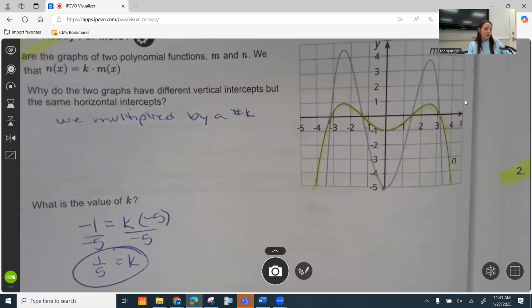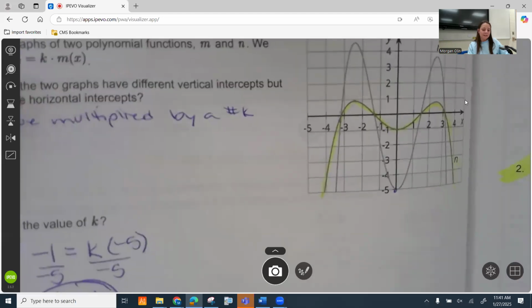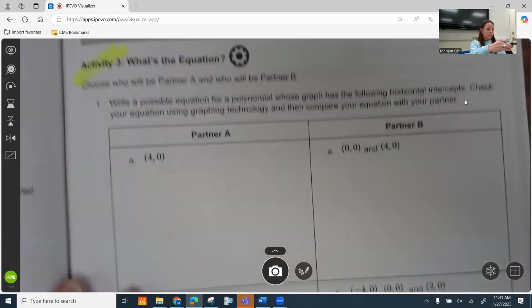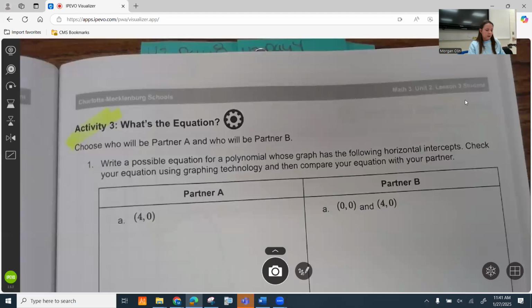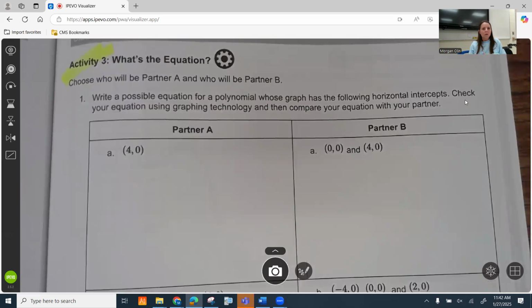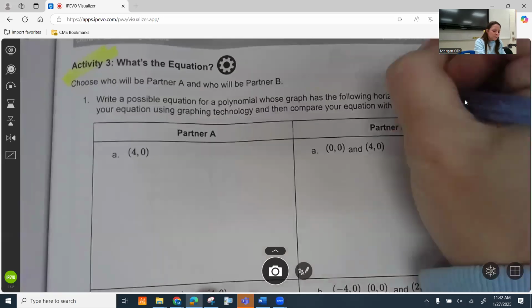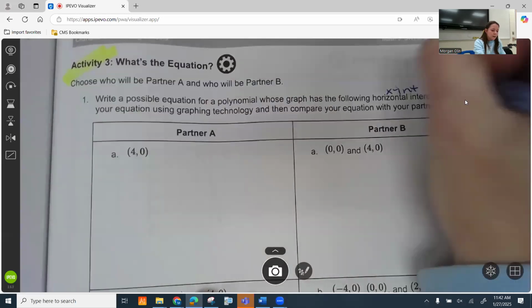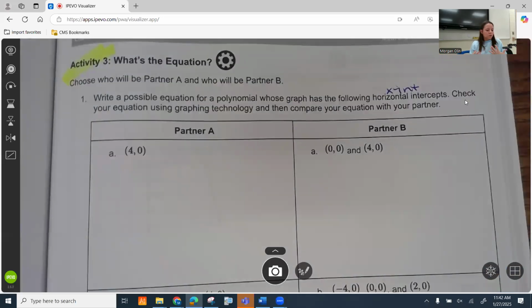Okay, let's move on to page 163. We want to look here. Write a possible equation. You can do this in partners, but I'm just going to show you. Write a possible equation for a polynomial whose graph has the following horizontal intercepts. Remember, horizontal intercepts are our x-intercepts. Check your equation using a graphing utility and then compare your equation with your partner.